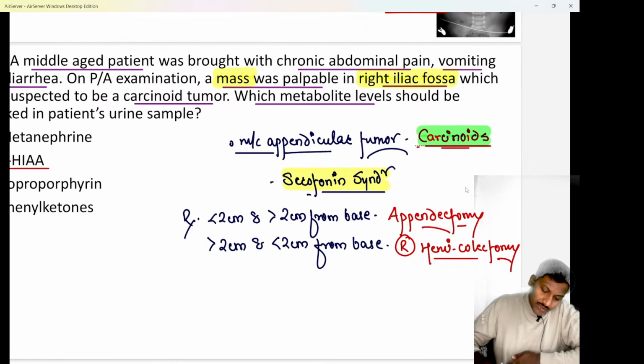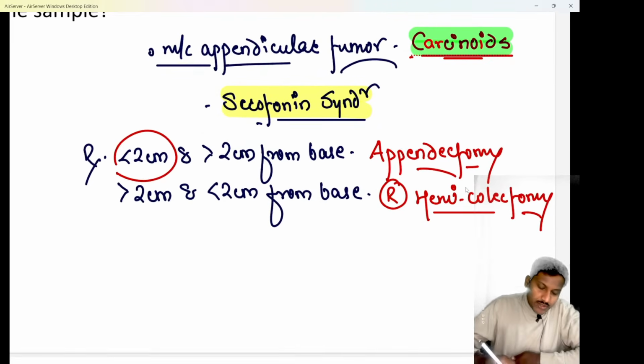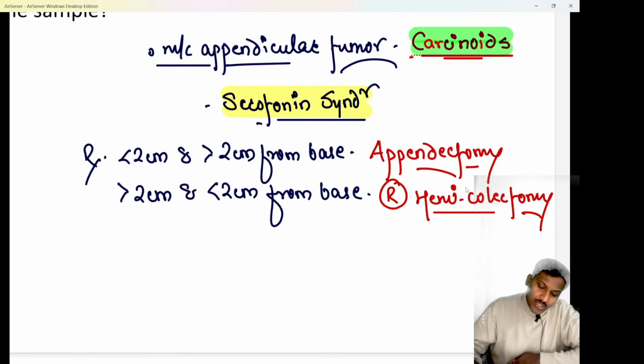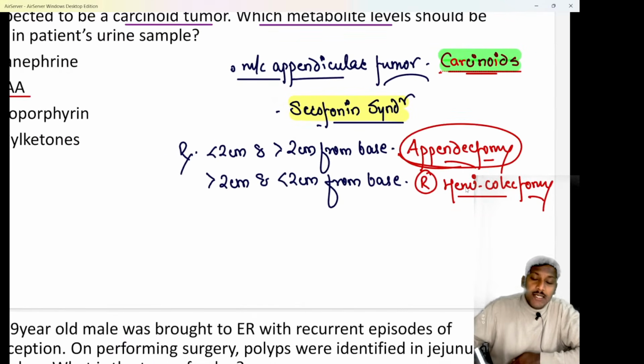For carcinoid tumors, yaad rakhna, whenever the tumor is less than 2 centimeters in size or it is more than 2 centimeters away from the base, then in this condition I have to just remove the appendix. That is known as an appendectomy or appendicectomy. So here we will only do a simple appendectomy. Nothing else is required.